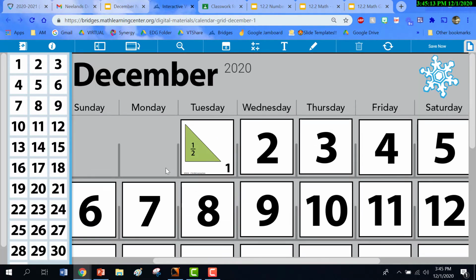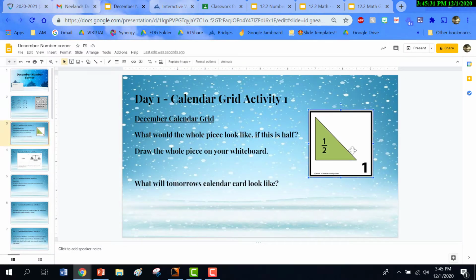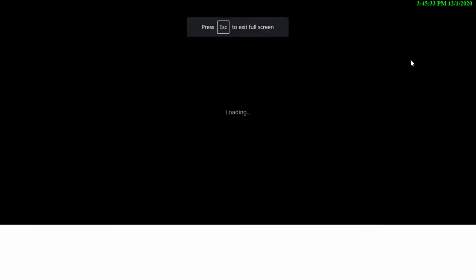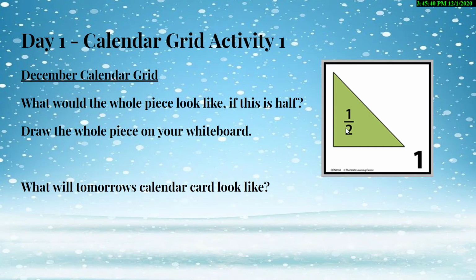Some of you might have said that I noticed a triangle. Some of you might have said, I notice that there's a fraction written on there, a half. If you don't know what a fraction is, that is what a fraction is, 1/2, which you should know from last month's Number Corner if you were here at all. So just looking at this piece, I'm going to present this so it's bigger. What would the whole piece look like, do you think? If you have a scrap sheet of paper, maybe sketch it out, or a whiteboard, what do you think the whole piece would look like?